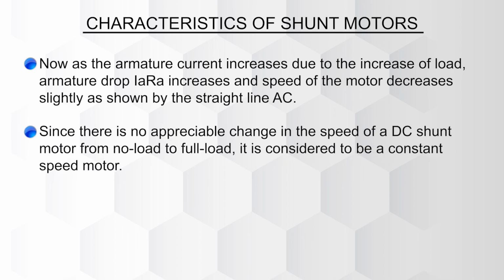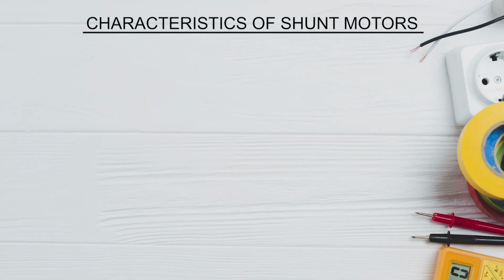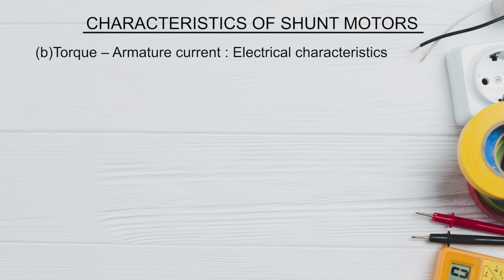Since there is no appreciable change in the speed of a DC shunt motor from no load to full load, it is considered to be a constant speed motor. This motor is best suited where almost constant speed is required and the load may be thrown off totally and suddenly. Next characteristic that we are going to discuss is the torque armature current characteristic for DC shunt motor.